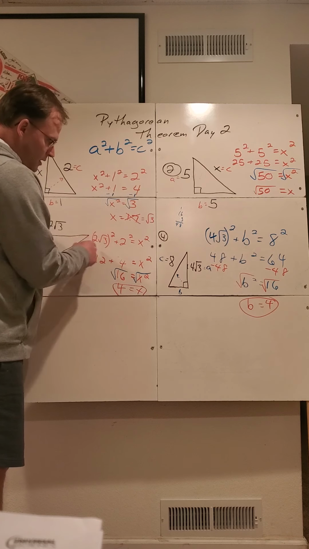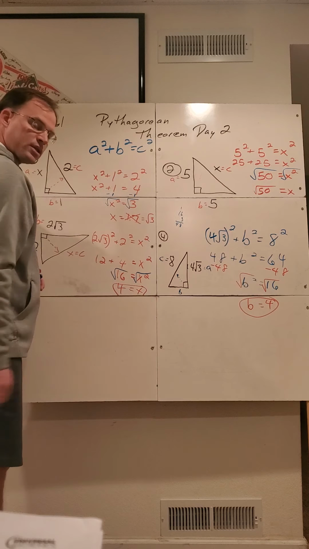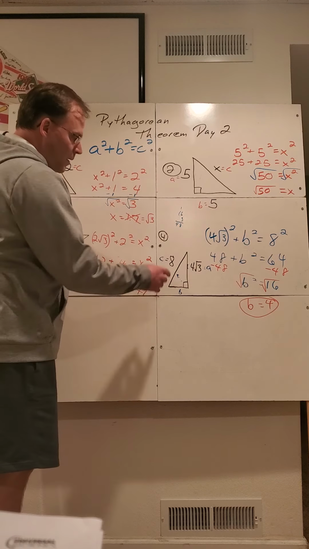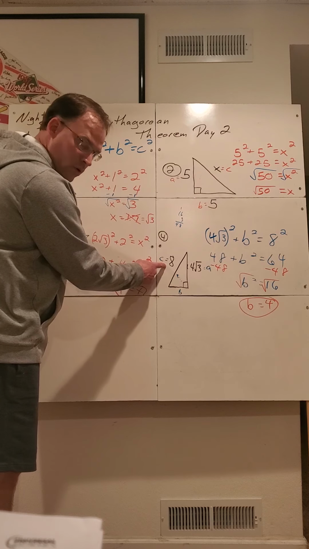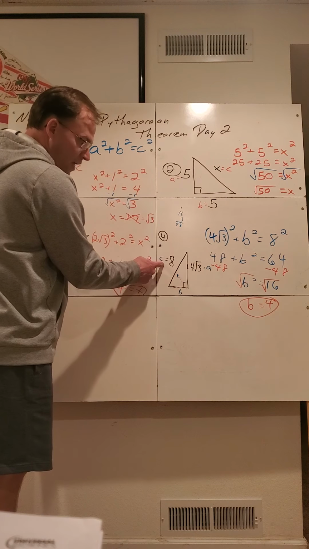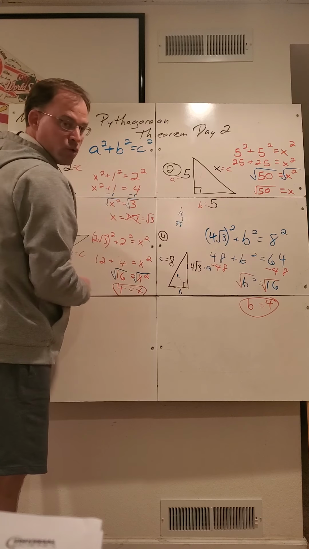All right, and then the last thing here, make sure you're setting your problems up correctly. Label your A's, your B's, and your C's. C is the important one. It's opposite the right angle. That's the one you have to get. The other two don't matter.